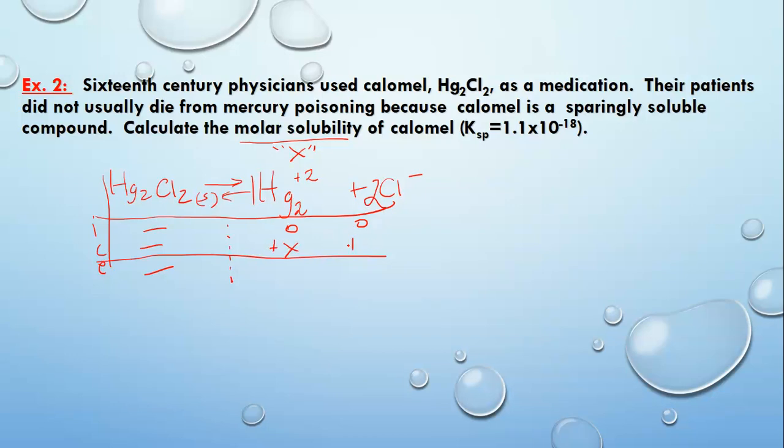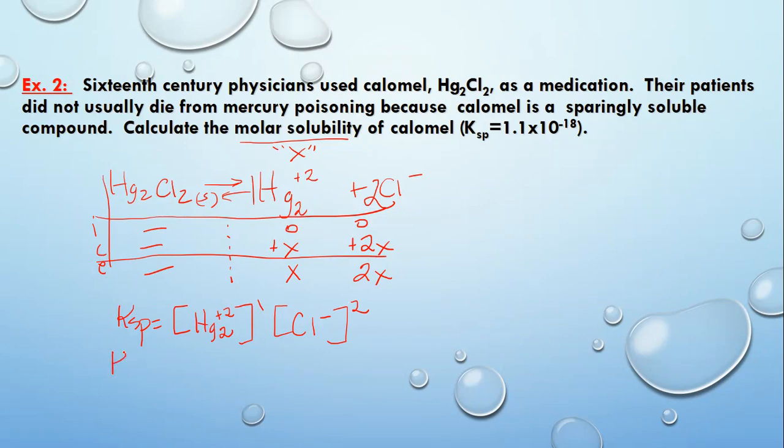Plus x, this would be a plus 2x. So the mercury(I) ion concentration will be equal to whatever x is, and the chloride will be equal to whatever 2 times x is. Let's write out our law of mass action, Hg2 2+. Mercury(I) ion is actually a polyatomic ion. It's not one we see a whole lot, but here we are seeing it. So it's good that y'all are able to see that.